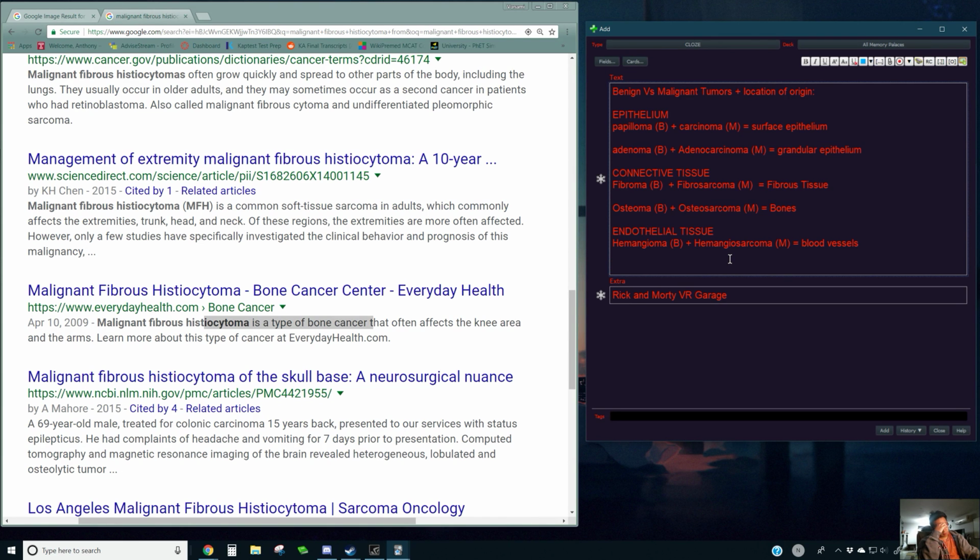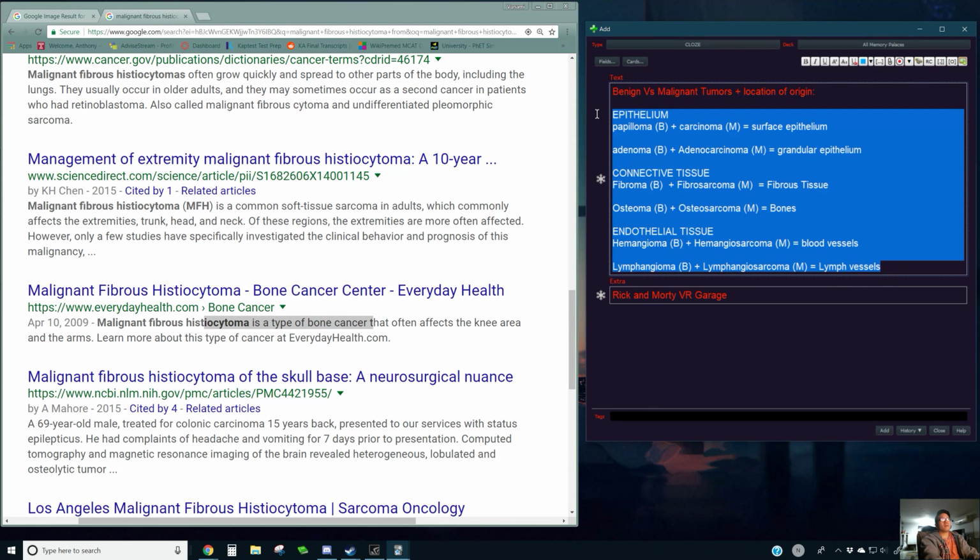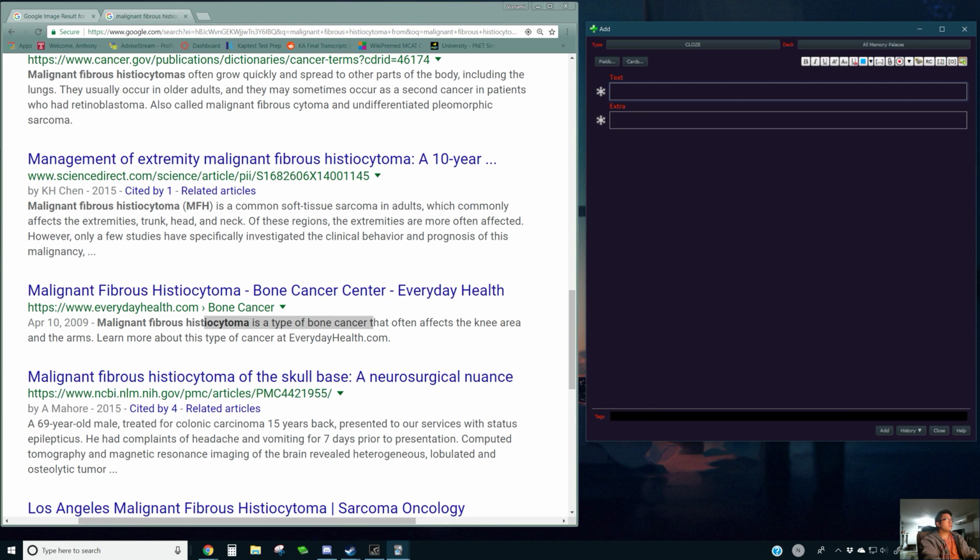Armin comes in. This involves the lymphatic lymphoma. Oh no, it's not. Okay. Lymphangioma. Lymphangiosarcoma. Oh shoot. Lymphatic lymph vessels. Alright, that was a lot. Okay.